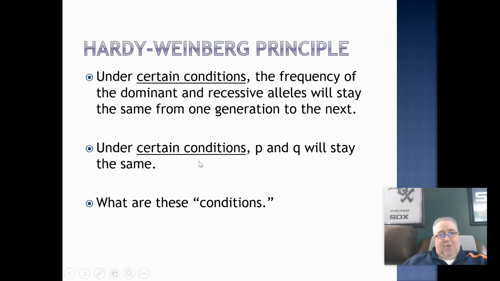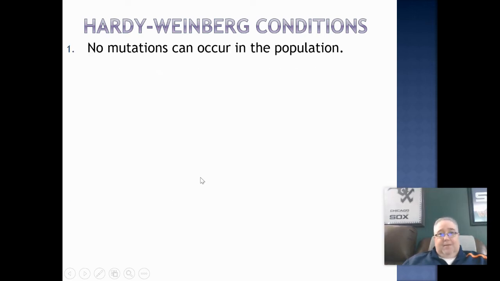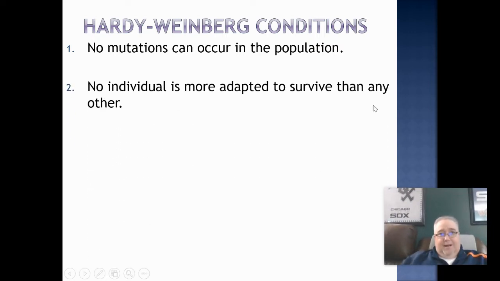So I guess we have to figure out what these conditions are. Let's take a look at them. The first condition, if P and Q are going to stay the same in 50 years: no mutations can occur within the population. That means every generation of rabbits that's born, there cannot be any mutations to this particular gene. So ask yourself, is that likely to happen? Is it not likely to happen? Well, you could probably figure it out.